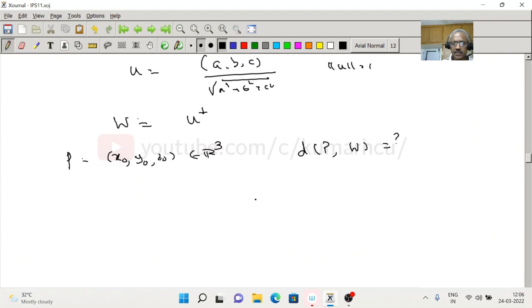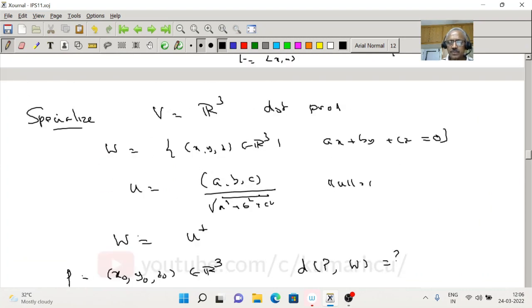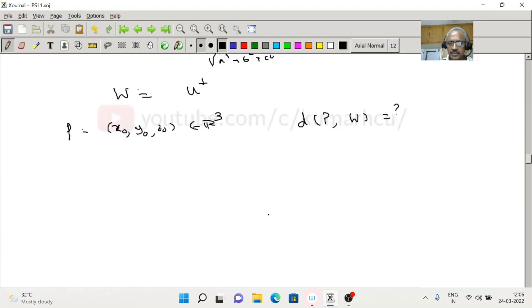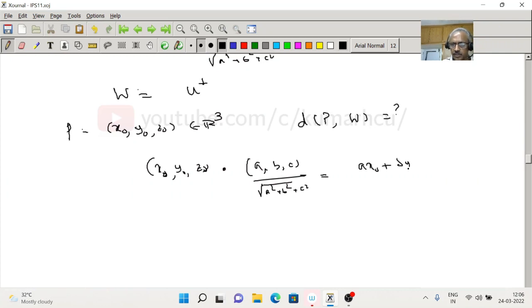Therefore, all it says is, take this x, which is (x naught, y naught, z naught), and take the dot product with the unit vector. What is the unit vector? (a, b, c) divided by the square root of a squared plus b squared plus c squared. That is a x naught plus b y naught plus c z naught, divided by the square root of a squared plus b squared plus c squared.